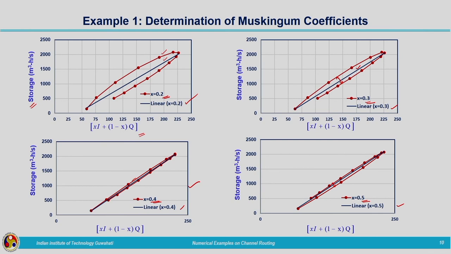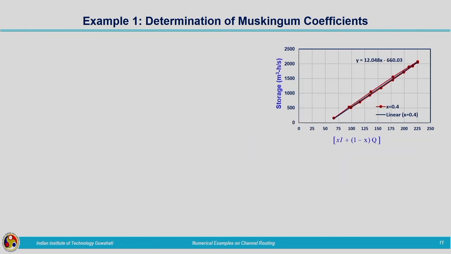How can we calculate the k value? The k value is obtained by taking the slope of the fitted straight line. So, we are going to finalize the value of x, that is x equal to 0.4. We have found that for x equal to 0.4, the curve was closer to the straight line.